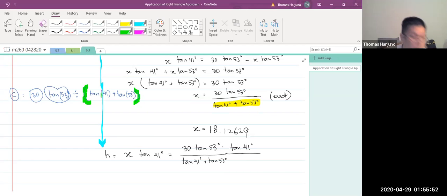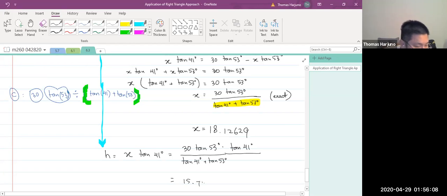Now, whatever I get for that x, I multiply by tangent 41 degrees. I will now get here 15.75694.